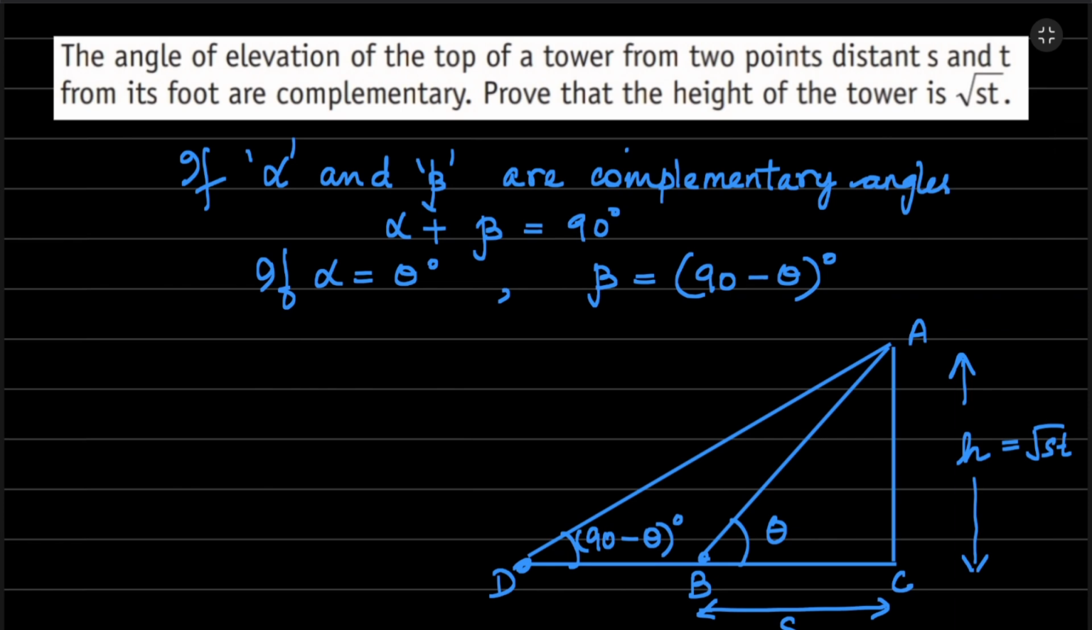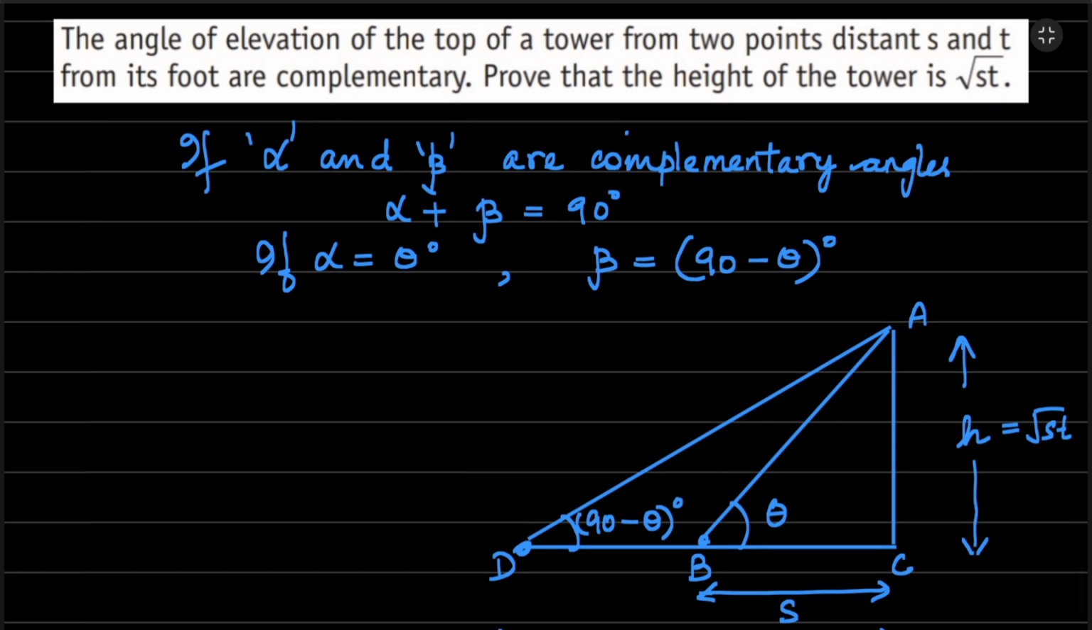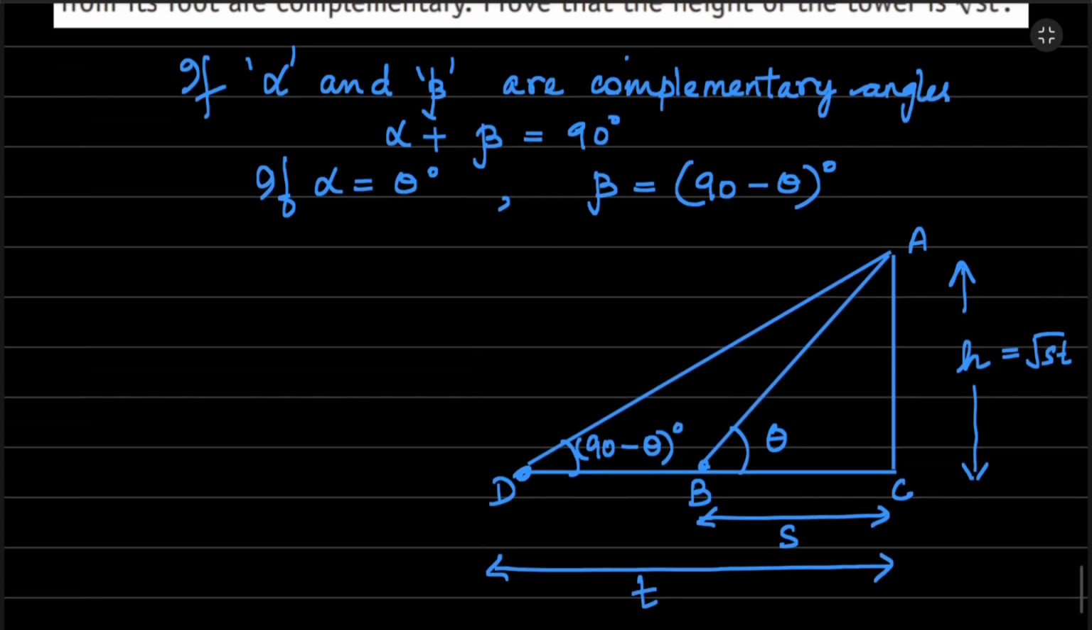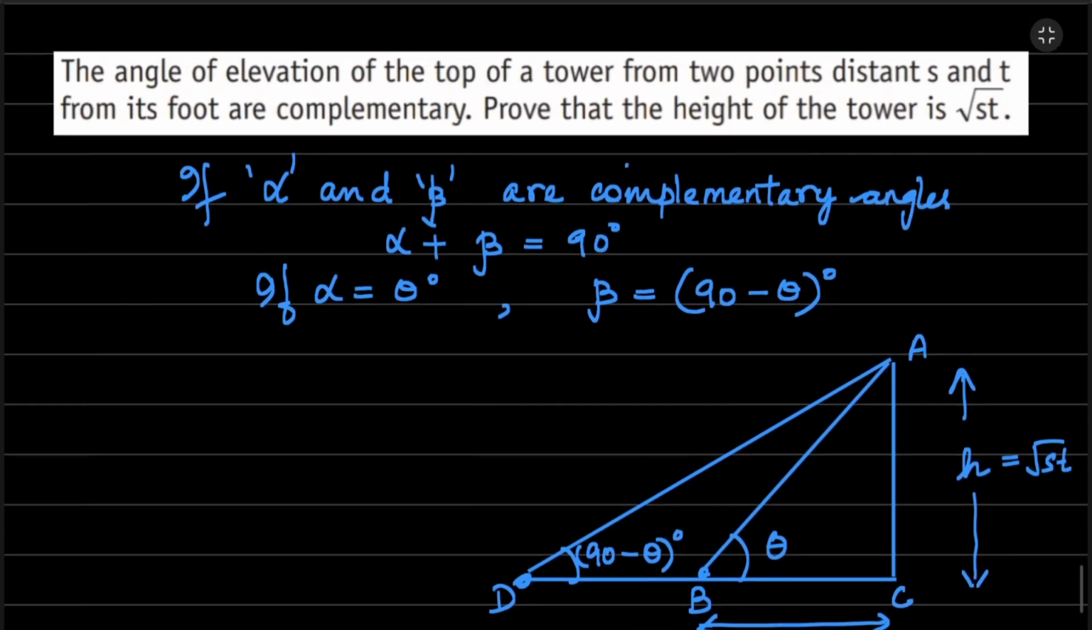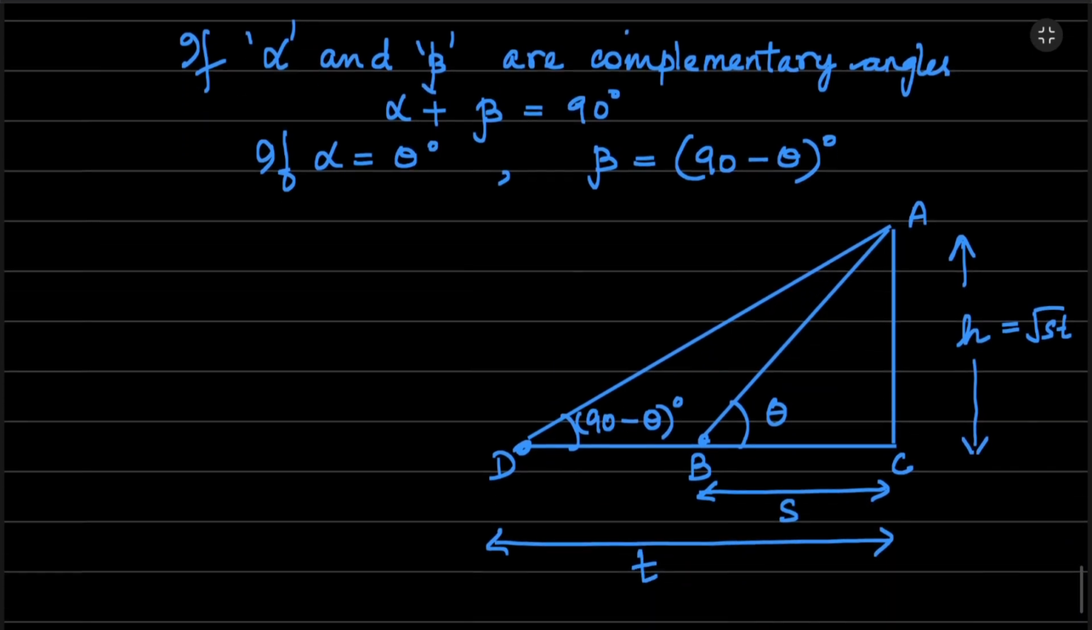So I think you can write on your own. If you're solving the same question, you should write: let AC be the tower of height h. Let angle ABC be theta. Let BC be the distance S. Let angle ADC, since it's complementary, be 90 minus theta. The distance from D to C is T. All of these details you have to write separately. But let's get to the main proof.